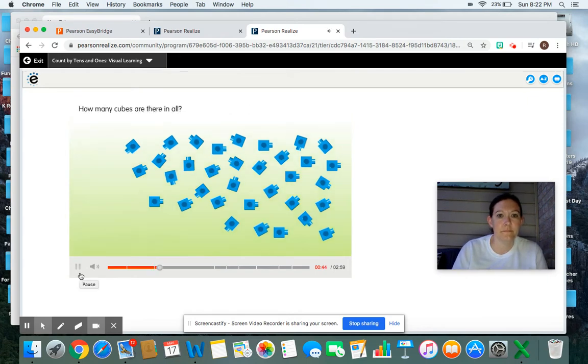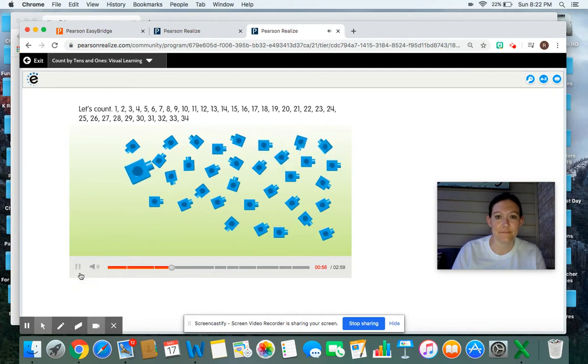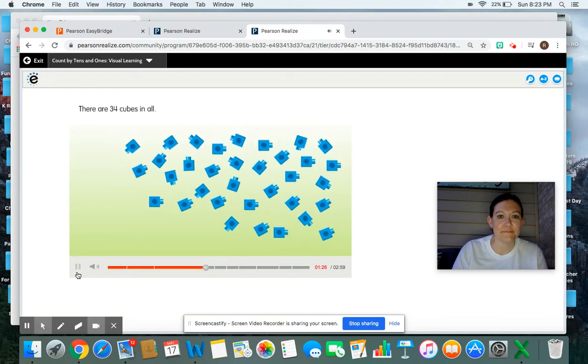How many cubes are there in all? Let's count. 1, 2, 3, 4, 5, 6, 7, 8, 9, 10, 11, 12, 13, 14, 15, 16, 17, 18, 19, 20, 21, 22, 23, 24, 25, 26, 27, 28, 29, 30, 31, 32, 33, 34. There are 34 cubes in all.